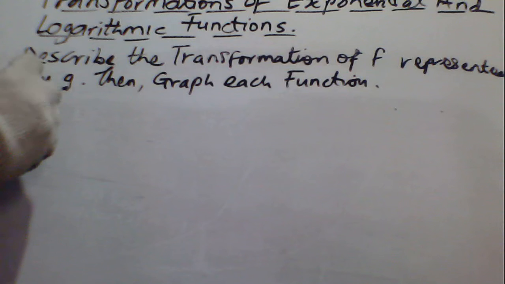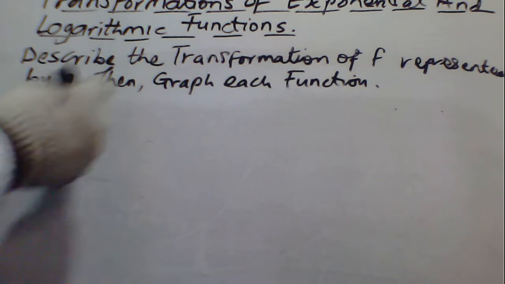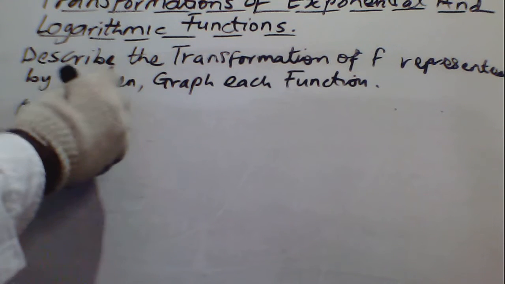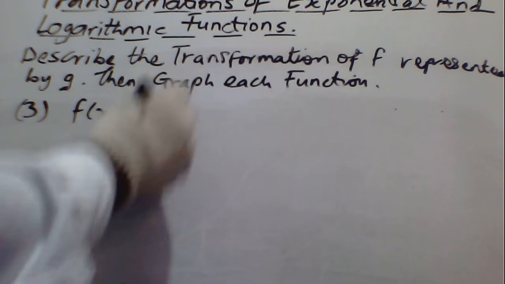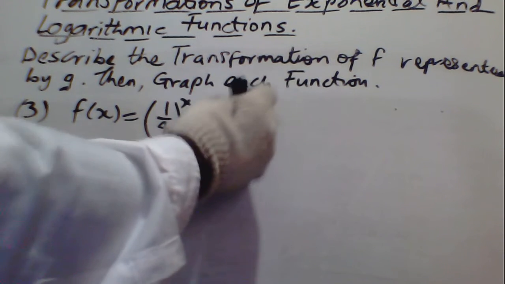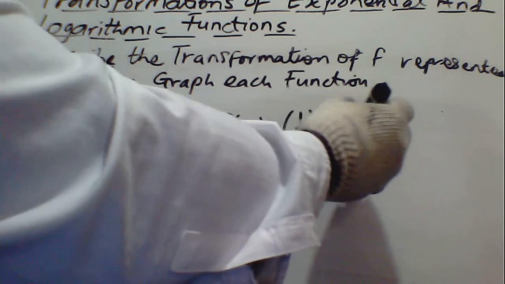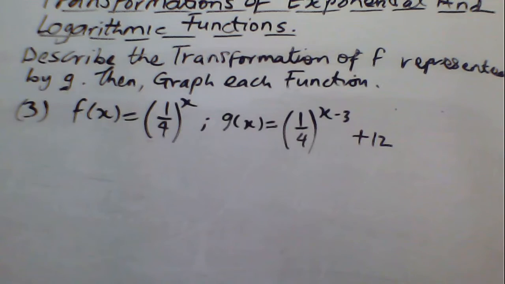So example 3. Y is equal to 0 in the previous example for the horizontal asymptote. So this is question 3. This will give us f of x equals 1 over 4 raised to power x. G of x, we have 1 over 4 raised to power x minus 3 plus 12. So how do you describe the transformation of g with respect to f, its parent function?